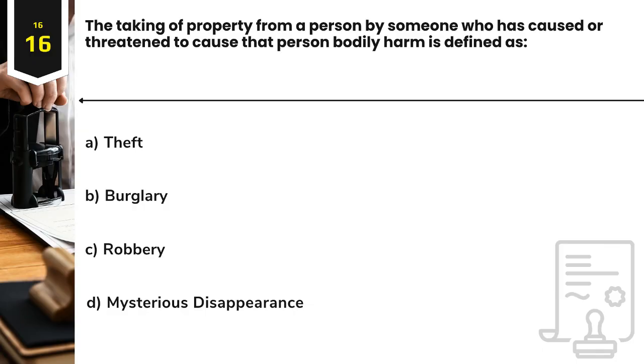Question 16. The taking of property from a person by someone who has caused or threatened to cause that person bodily harm is defined as A. Theft. B. Burglary. C. Robbery. D. Mysterious disappearance.